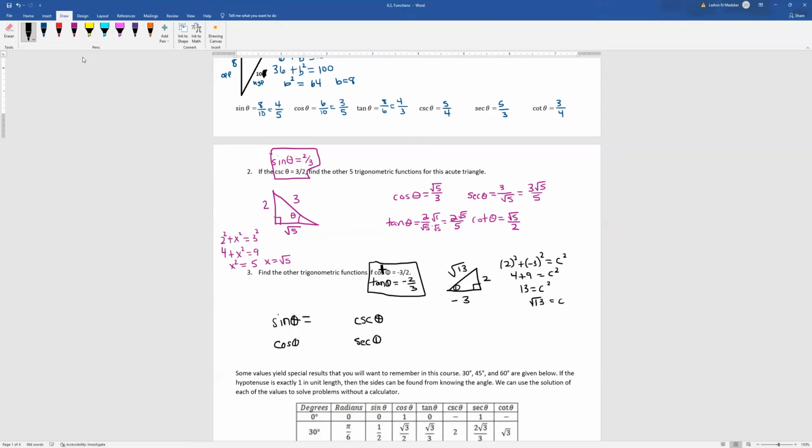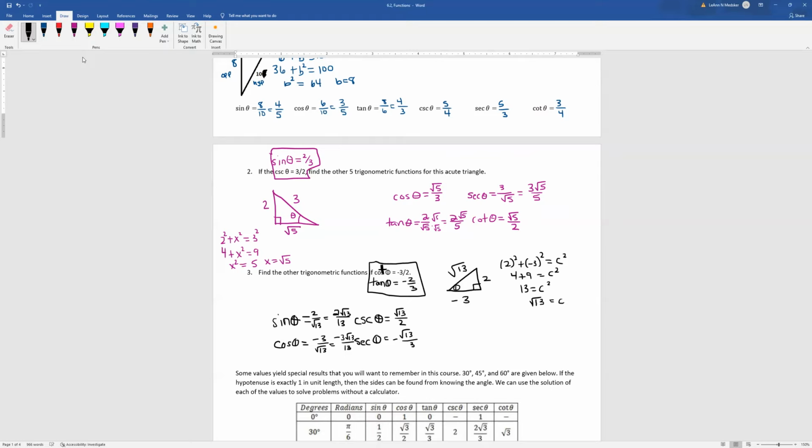So sine would be opposite over hypotenuse. So 2 over the square root of 13, which is going to be 2 square root of 13 over 13. And then we also would need to do the reciprocal of that. So that's going to be square root of 13 over 2. And then we have cosine, which is adjacent over hypotenuse. So that would be -3 over the square root of 13, which is -3 square root of 13 over 13 when we rationalize. And this would be negative square root of 13 over 3.